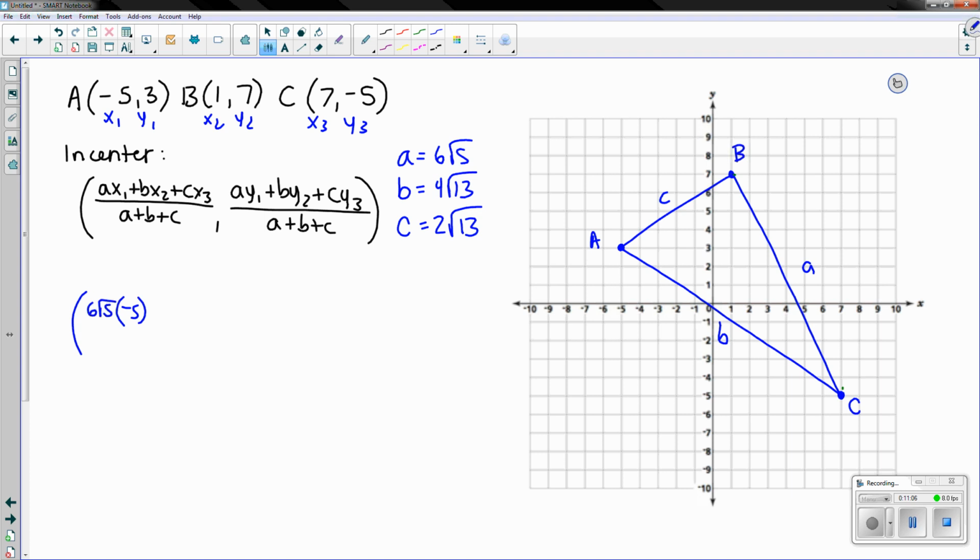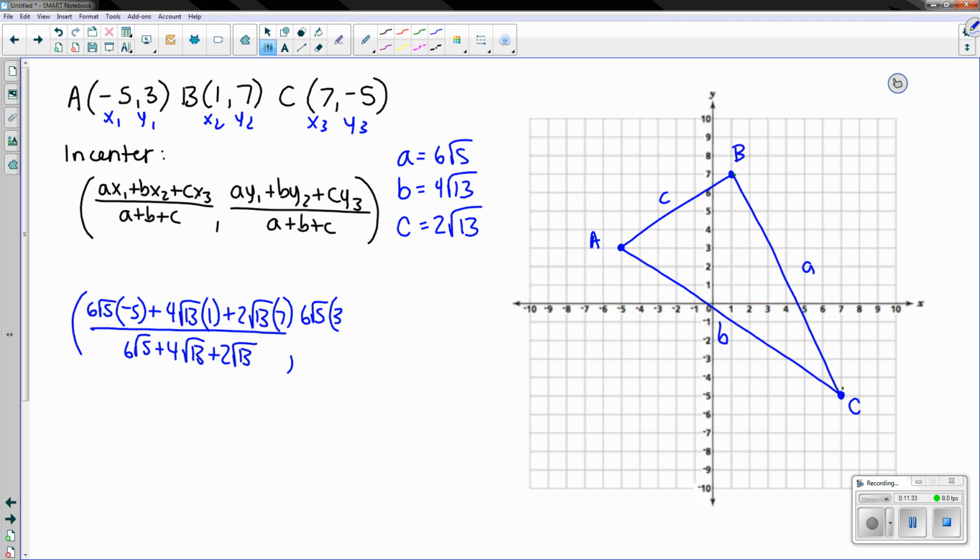Then we're going to do plus b, which is 4 root 13, times x2, which is 1, plus c, which is 2 root 13, times x3, which is 7, all over 6 root 5 plus 4 root 13 plus 2 root 13. Over, we're going to do the same thing this time with our y, so it's going to be 6 root 5 times y1, which is 3.